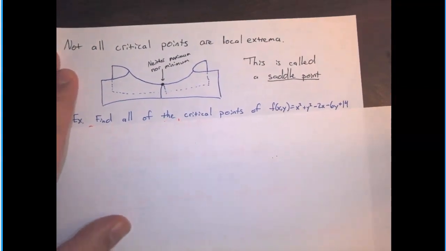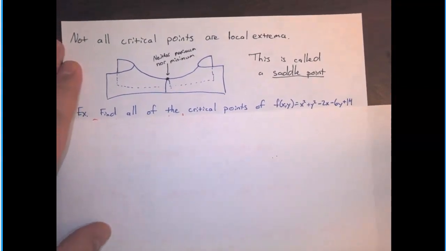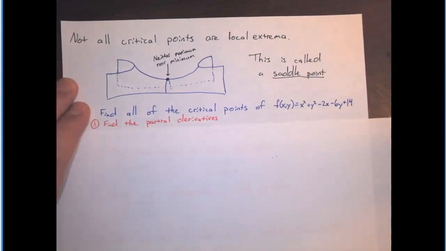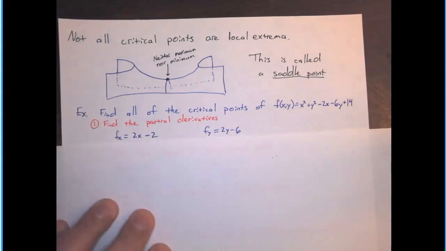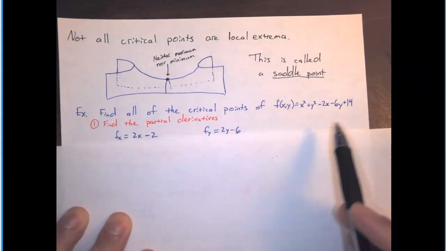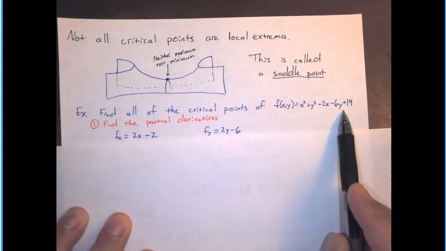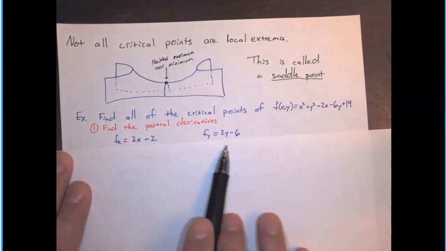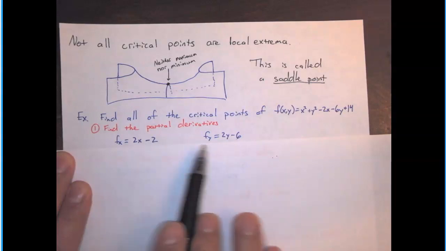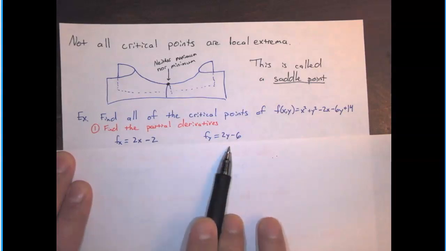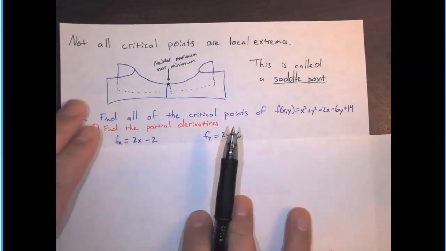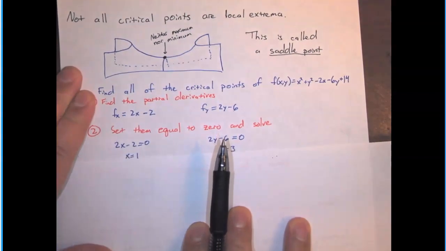I want to find all of the critical points of this function, x squared plus y squared minus 2x minus 6y plus 14. So first, calculate the partial derivatives. I take a partial derivative with respect to x, I get 2x minus 2. Take a partial derivative with respect to y, I get 2y minus 6. And now these first order partial derivatives, they're both continuous and they're both defined everywhere. So I don't have to worry about these things not being defined anywhere. So the only place I'm going to find a critical point are points that make these both 0. So I set them equal to 0 and I solve.